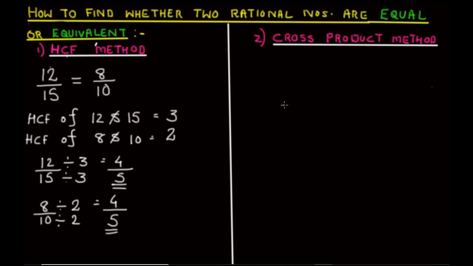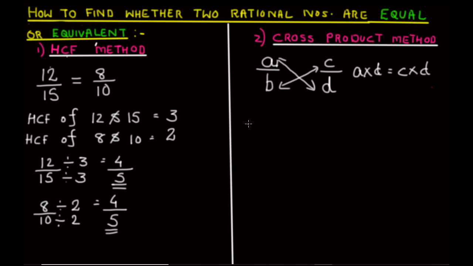What about the cross product method? I must tell you, this is pretty easy. Let's take two fractions or two rational numbers, a by b and another rational number c by d. Since it says cross product method, we're just crossing it here, a into d and b into c. So basically a into d should be equal to b into c.